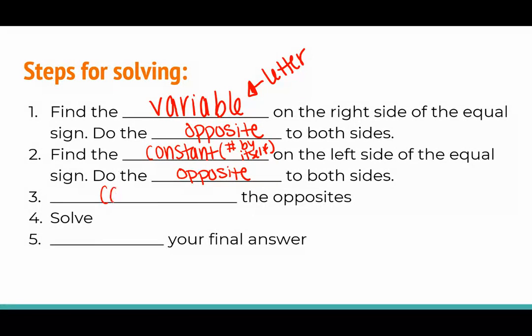Step 3 is we're going to cancel all of our opposites out. Remember, opposites are positive and negative versions of each other. We'll solve because it'll just be a one-step equation. And then we're going to box our final answer. So we're going to find the variable on the right, do the opposite, find the constant on the left, do the opposite, cancel out any opposites, solve like normal, and we're going to box our final answer.